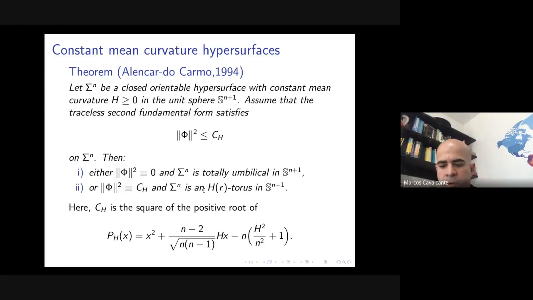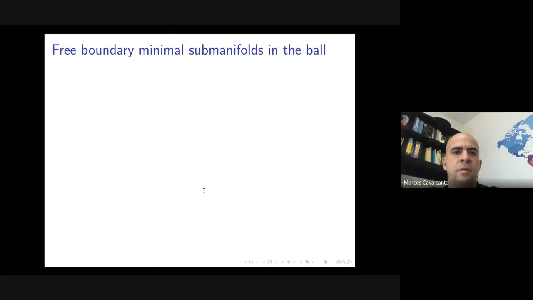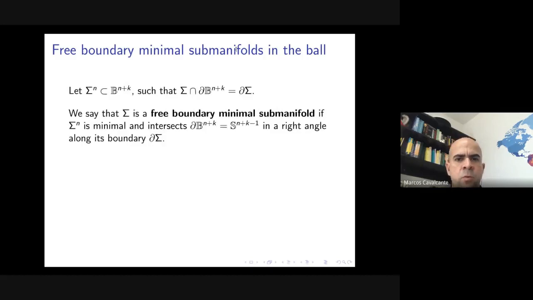And so next I would like to talk about some results related to these theorems in the case of free boundary submanifolds. Let me start with some definitions. First, I will consider just minimal submanifolds, easier to think about. So let sigma now be a compact submanifold with boundary in the unit ball B, of any codimension, such that it intersects the boundary of the ball only on the boundary of sigma.